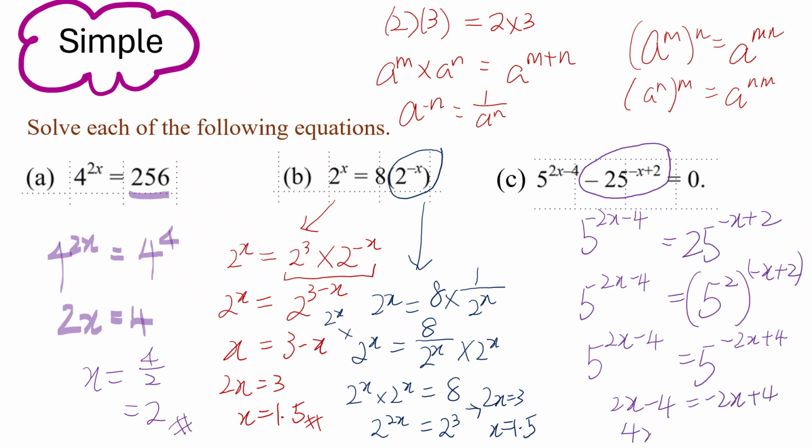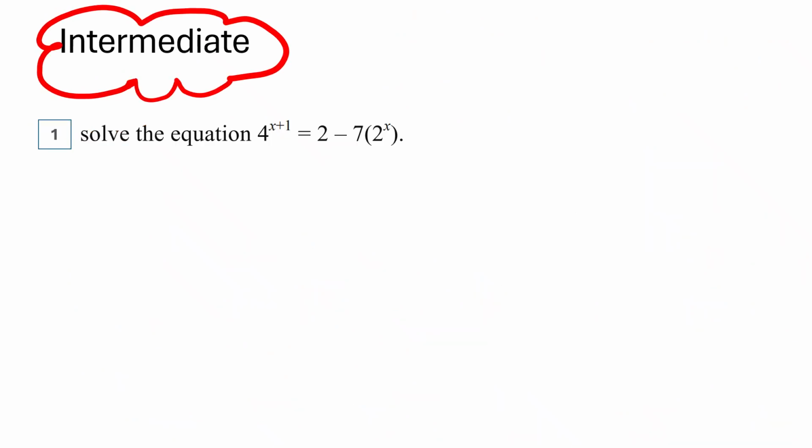You get 4x equals 8. So therefore x is equal to 2. Right. So these are 3 very basic questions on how you can manipulate solving exponential equations. Right, so let's look at the next question.